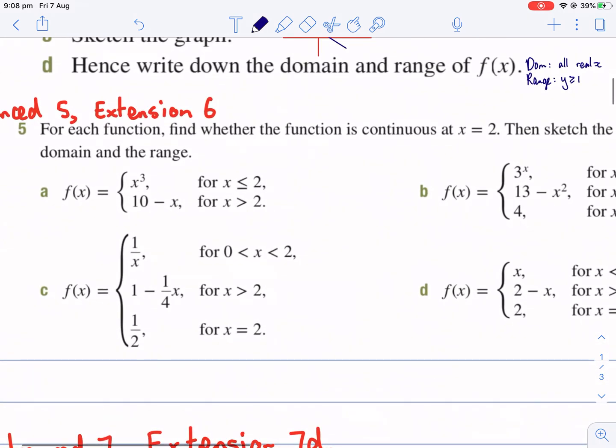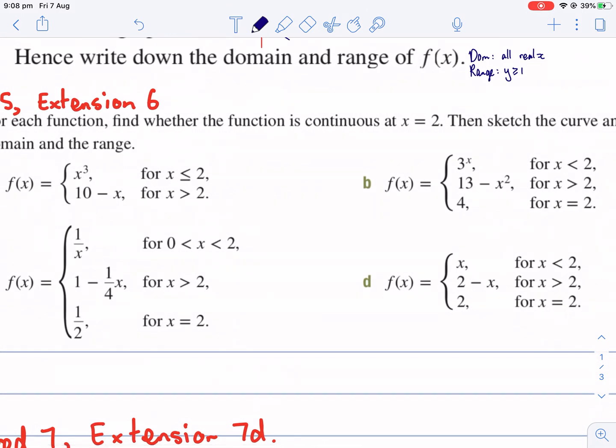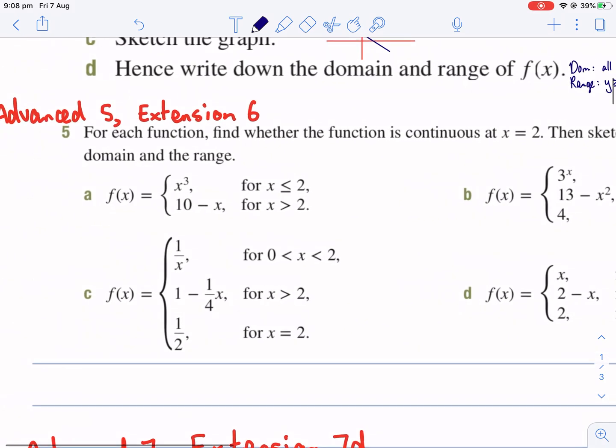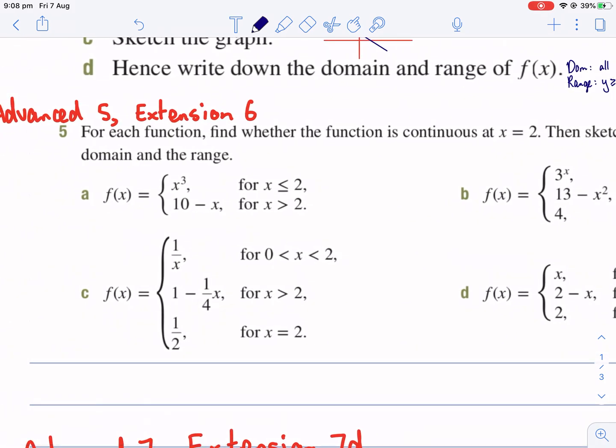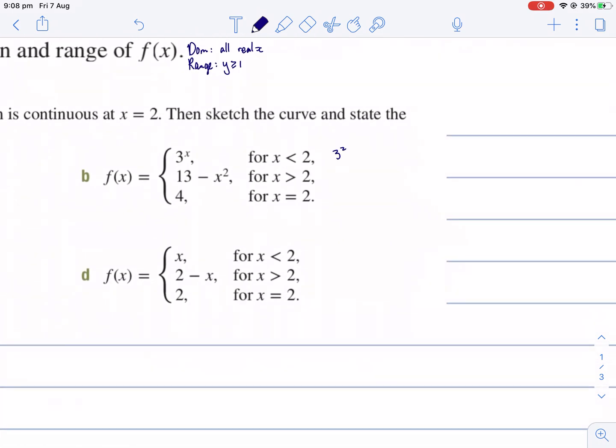Okay, these ones, I'm not going to sketch them. I'm going to let you put them into GeoGebra. But let's find out if it's continuous. So 2 cubed is 8. 10 take 2, 8, yes, continuous. 3 the 2, 13 take 2 squared.